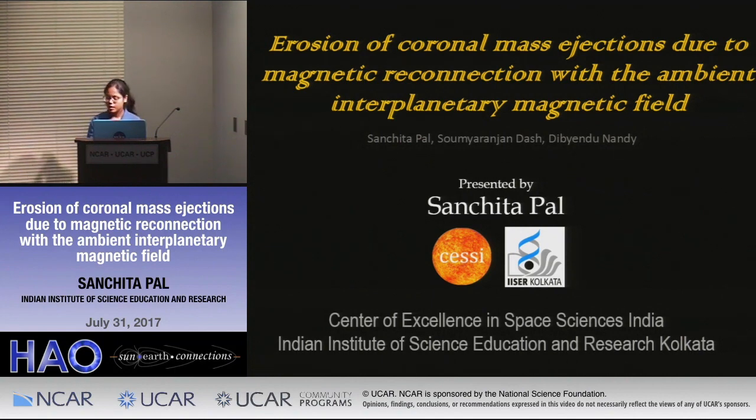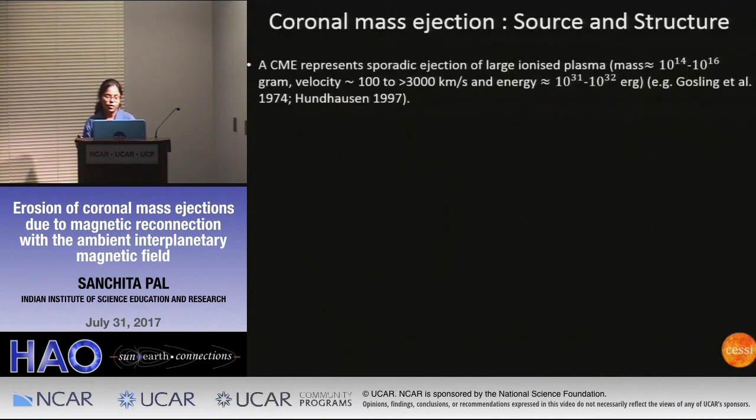So I'll be talking on the topic of the erosion of coronal mass ejections due to magnetic reconnection with the ambient interplanetary magnetic field. So coronal mass ejections are the sporadic ejection of plasma, which can erupt with a velocity ranging from 100 km per second to 3000 km per second and with huge energy.